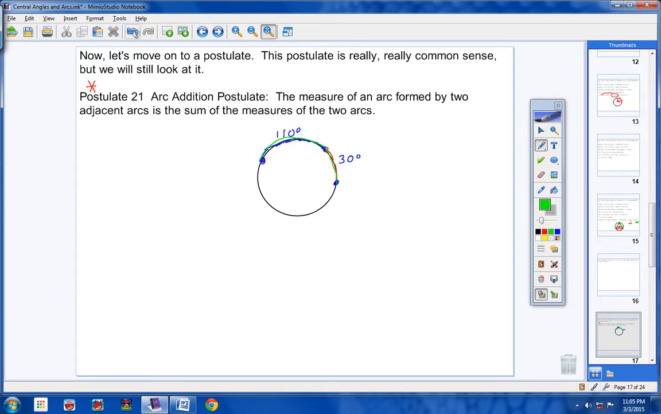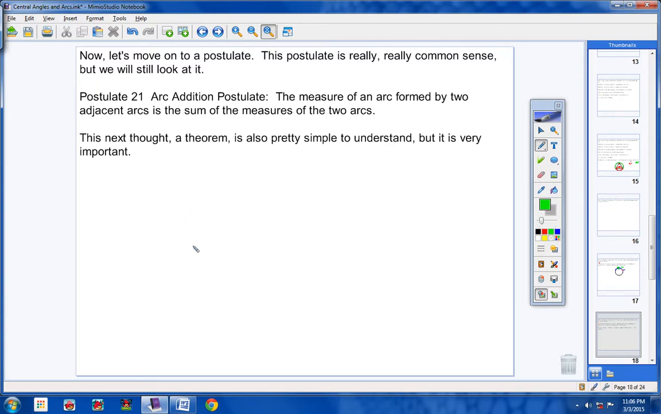That's really simple, by the way. You could also do it another way. If I told you the whole arc length from here to here was 140, and this much is 30, and I told you to find this arc length here, you would just subtract. You would take 140 minus 30 and get 110. Okay? Pretty simple.